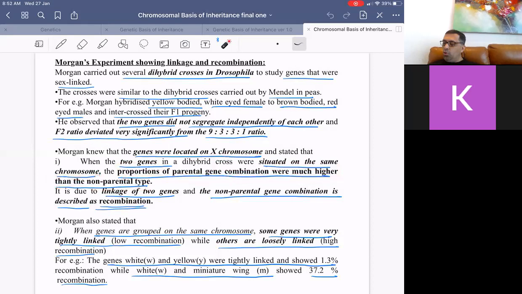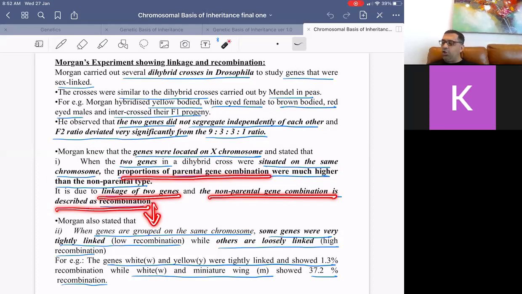It is due to linkage of genes. Non-parental gene combination or recombination is less and parental gene combination was more because genes were tightly linked together. So this was observed by Morgan and then he did another experiment.